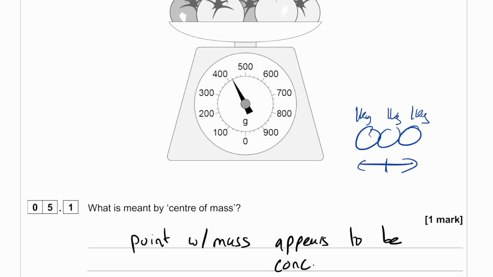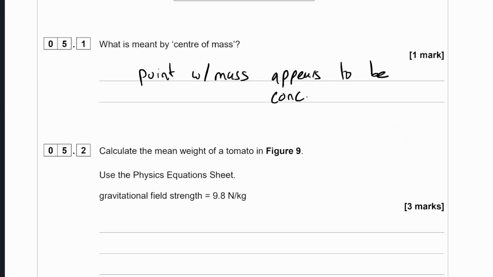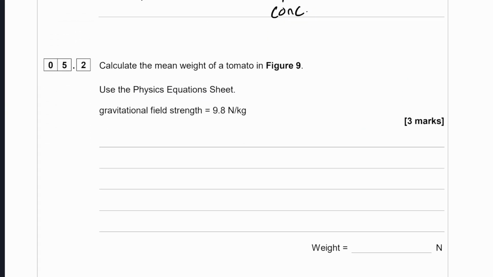Now that's not saying that all the tomatoes' weight is in the middle, and it's not saying that most of the tomatoes' weight is in the middle. You can see there's only actually 1 kilogram of tomato in the middle, and there's 1 kilogram on the left, 1 kilogram on the right. But the idea is if you were to work out where the average of the mass is, then it would be in the middle, okay? Or you can think about where the mass appears to be concentrated, it would appear to be concentrated in the middle, okay?